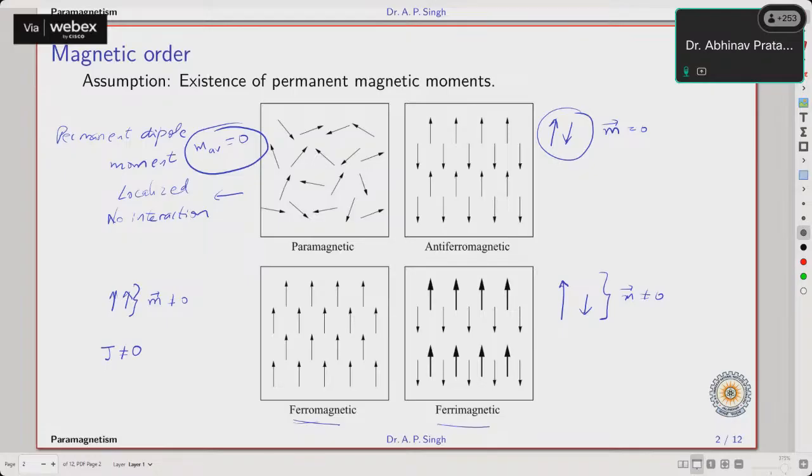So there may be some interaction, but sometimes the temperature is so high that this interaction is very, very small as compared to the thermal energy, which is represented by kT. This happens in ferromagnets, ferrimagnets, and antiferromagnets also. That means you have increased the temperature so much that this condition is satisfied, and then all these materials will start behaving like paramagnetic materials.